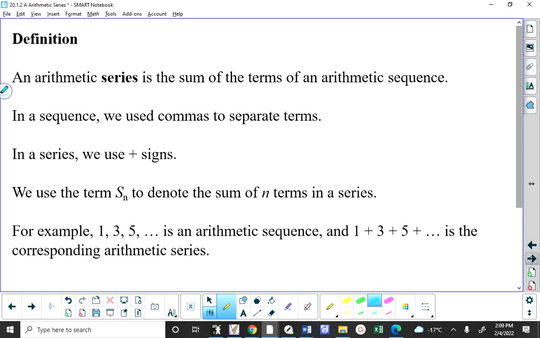So, as an illustration, if you look at this sequence, 1, 3, 5, that's an arithmetic sequence with a common difference of 2. It doesn't take much to see that, I don't think. First term of 1. Yeah? Okay. On the other hand, 1 plus 3 plus 5 plus 7 is an arithmetic series. It has a common difference of 2 and it has a first term of 1, but because we're adding the terms together, it's what we call a series.